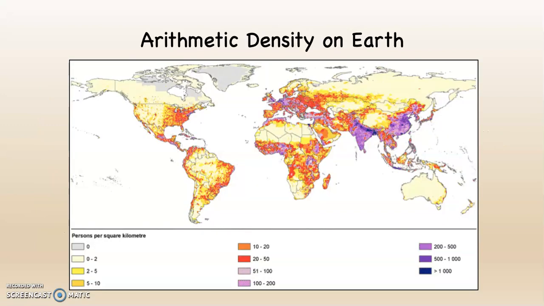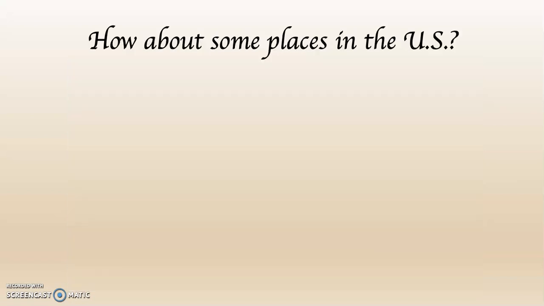So look at this map. We've seen a map like this before when we were looking at the concentrations of population on Earth. If you look at this, this is arithmetic density, population density. The darker the color, the greater the population density. And the lighter the color, the less the population density. I don't know if this is necessarily telling us anything specific yet.